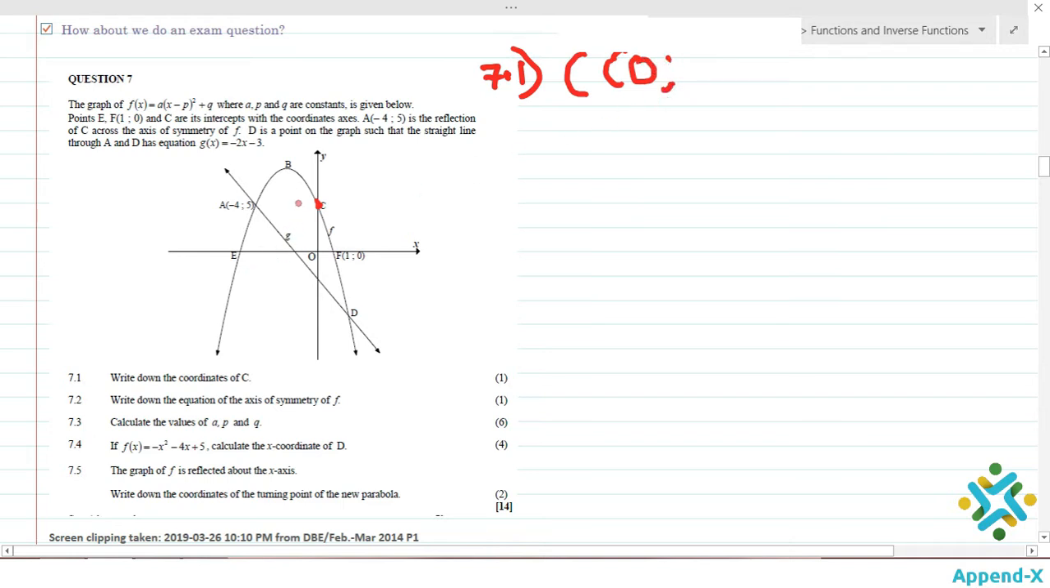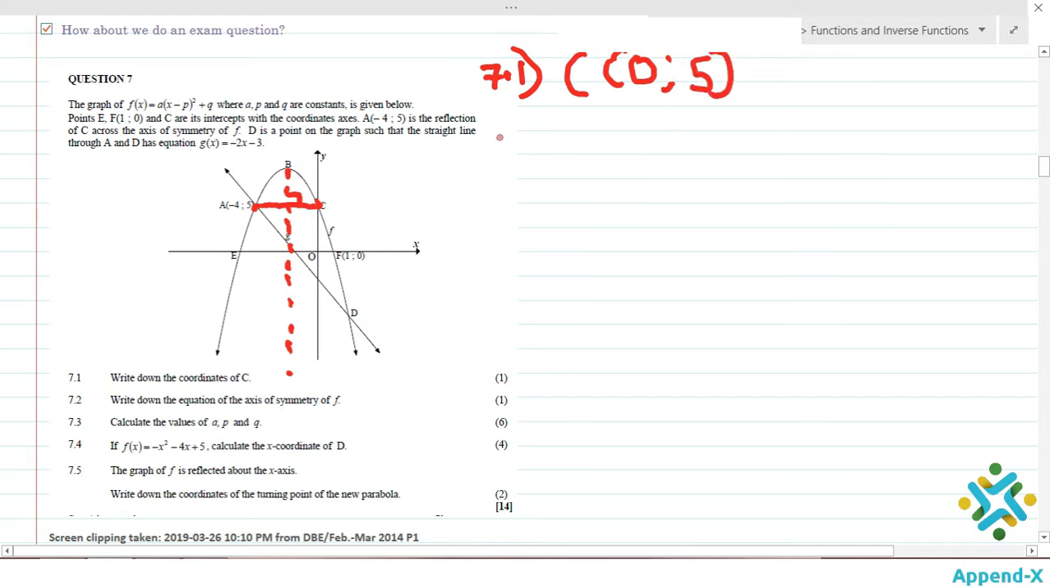Now to find the y-coordinate of C, we take advantage of the fact that A is a mirror image of C across the line, which is the axis of symmetry of f. If we draw the mirror line, recall that a line joining a point and its mirror image must be perpendicular to the mirror line. Therefore this line is horizontal, and the y-coordinate of A is also the y-coordinate of C. Therefore the y-coordinate of C is 5.